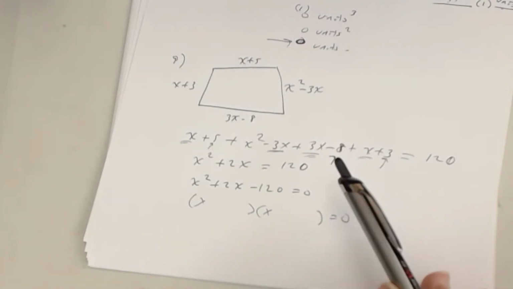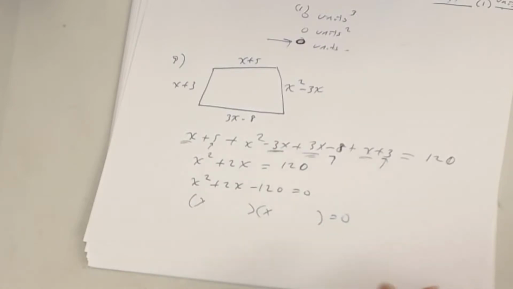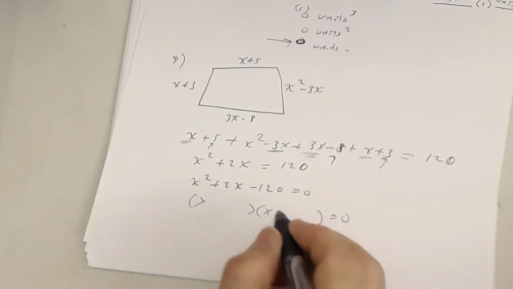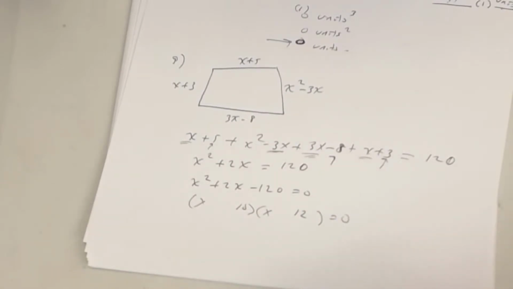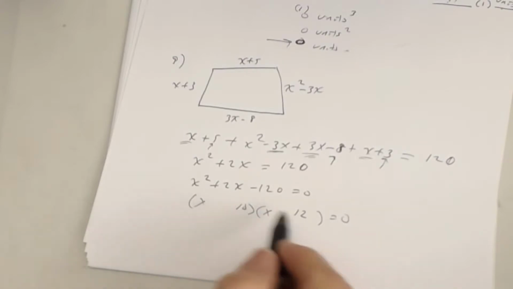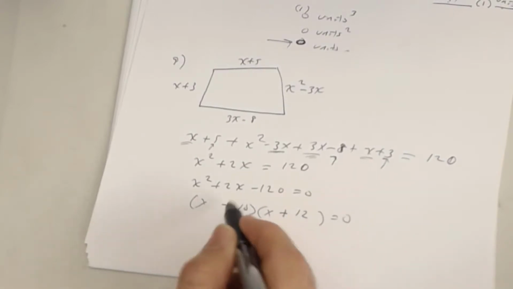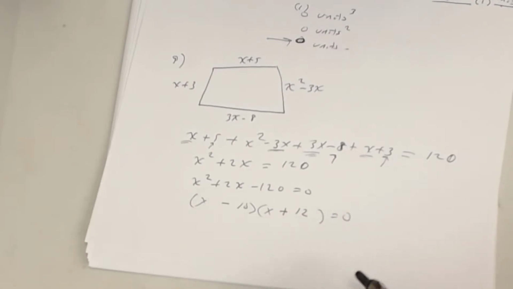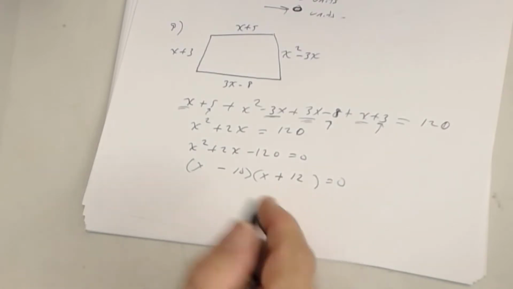2 and 12. 2 and 12 is 20. 10 and 12, I'm sorry. 10 and 12? Yeah. All right. So the last sign is negative, so that means that both signs are different. And 12 is going to be positive, right? Yes. Good. Now what do you do? You set those equal to 0.